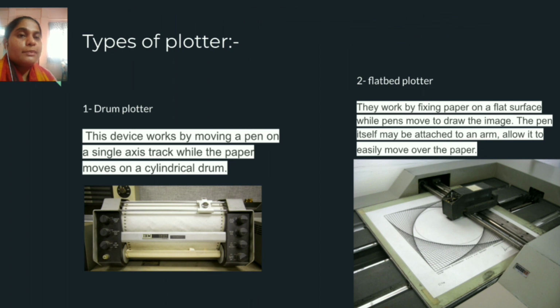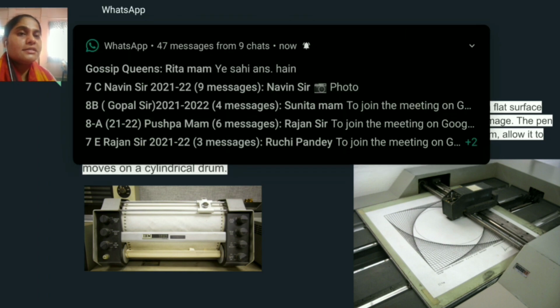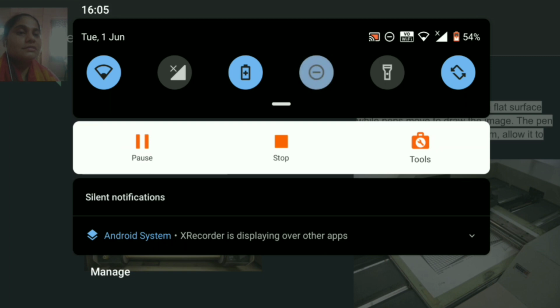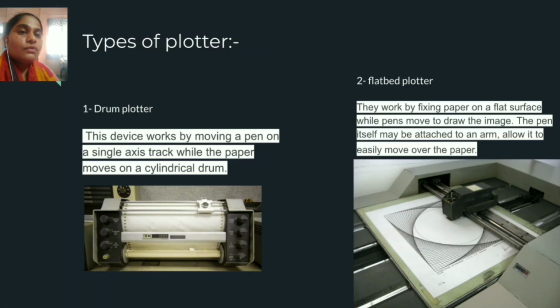Next are types of plotters. Number 1, drum plotter. Number 2, flatbed plotter. So first of them, this device works by moving a pen on a single axis track while the paper moves on a cylindrical drum. Number 2, flatbed plotter. They work by fixing paper on a flat surface while pens move to draw the image. The pen itself may be attached to an arm, allowing it to easily move over the paper.